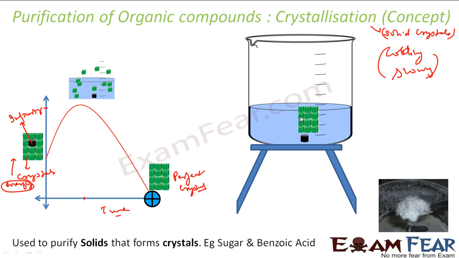As I told, this is used to purify solids, only solids which form crystals. For example, sugar and benzoic acid, these are two examples of organic solids which are crystals. If you want an inorganic example, you can take NaCl, that is also a crystal. So this is used only for solids which are crystals, correct? This is how benzoic acid looks. Don't get confused with the term acid, it will not be liquid. Benzoic acid is solid in nature. And sugar, you all know, you must have used it at home. Sugar is also crystal shaped.